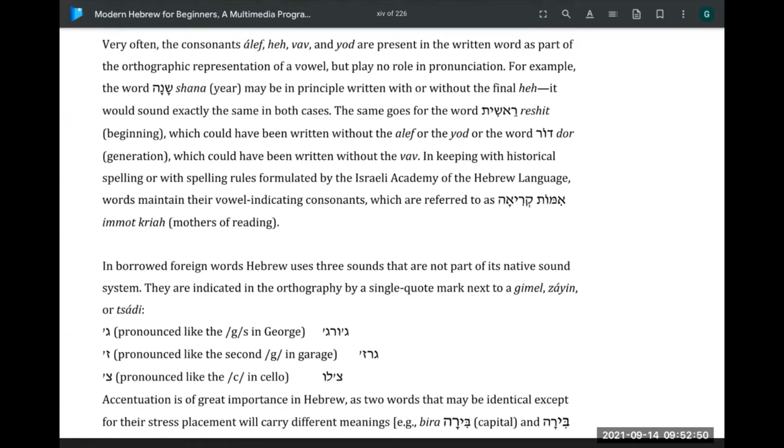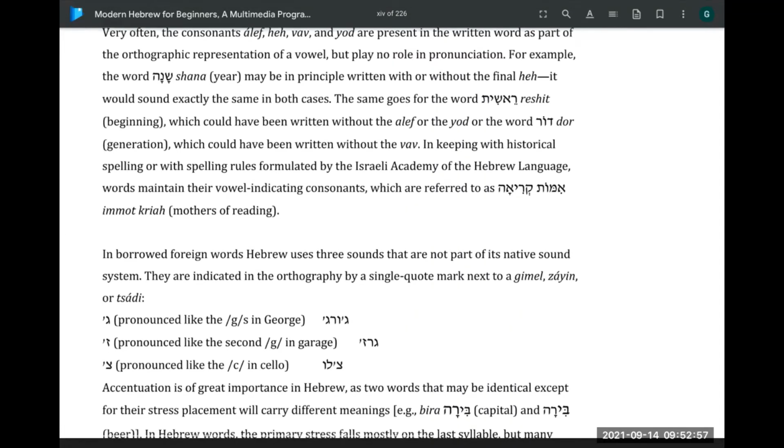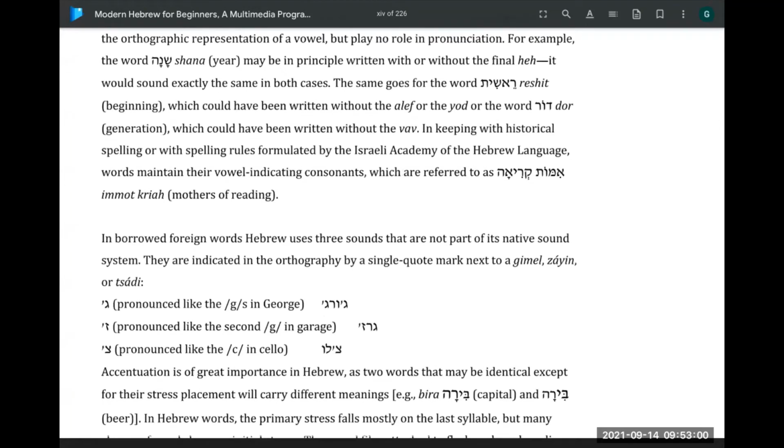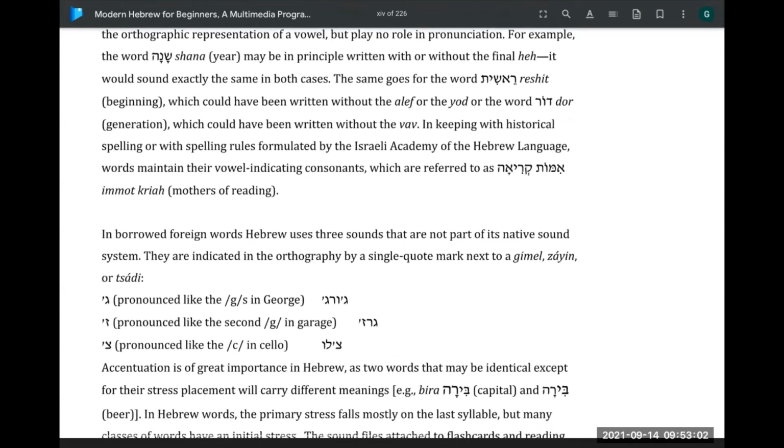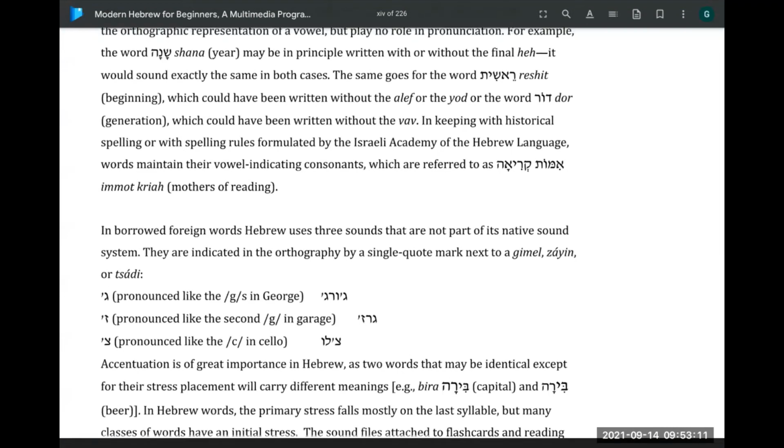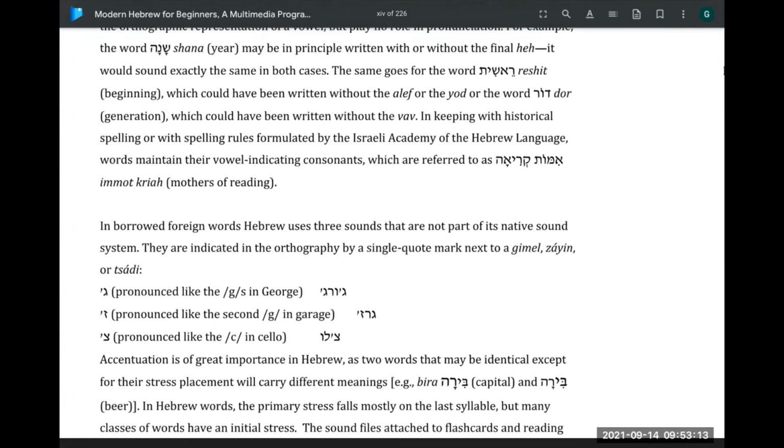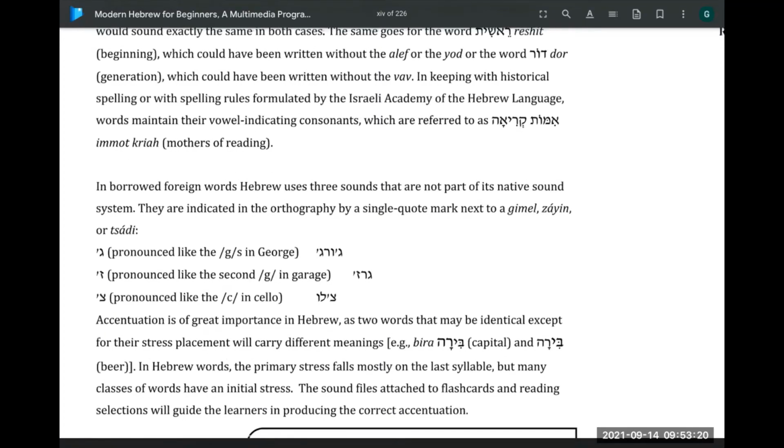Okay, so very often the consonants aleph, hey, vav, and yod are presented in the written word as part of the orthographic representation of a vowel, but play no role in pronunciation. For example, the word shana may be in principle written with or without the final hey. It would sound exactly the same in both cases. The same goes for the word reshit, beginning, which could have been written without the aleph or the yod, or the word dor, which could have been written with the vav.